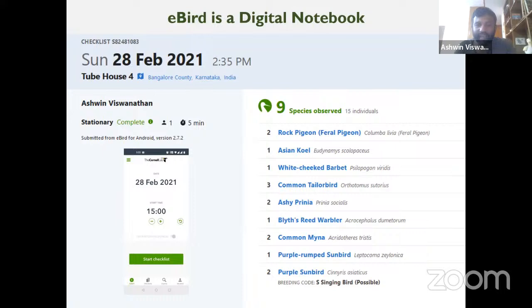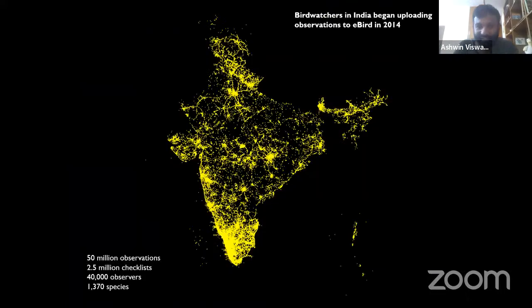So now, for example, I have reported one Asian Koel in February. I have reported one Blyth's Reed Warbler in February. Now, as I make checklists into April, May, June, this Blyth's Reed Warbler, which is a migrant, is not going to be there. So anybody looking at my checklist can understand that Blyth's Reed Warbler is a migratory bird. It is not there in some months, it is there in other months. So when thousands of people put this information together, you get something like this.